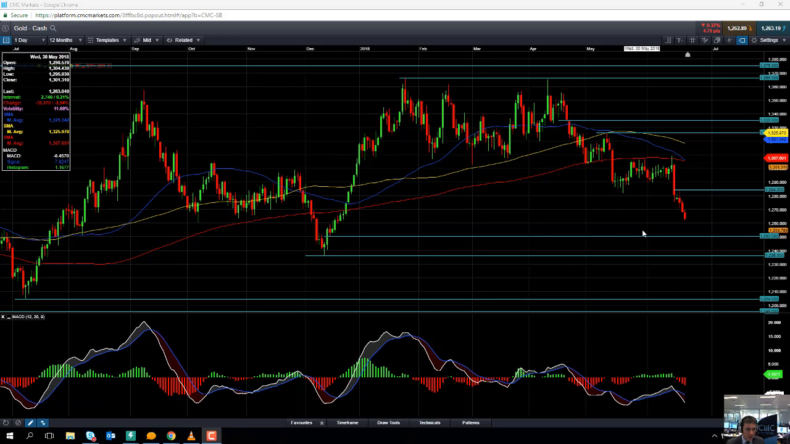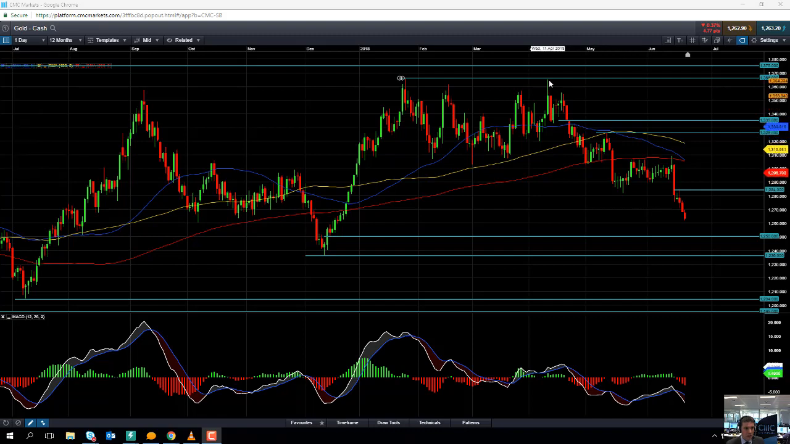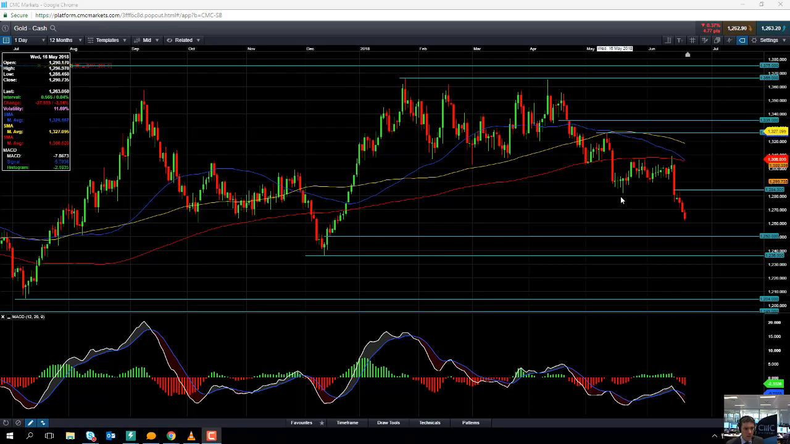So taking a look at the price action of gold since April, we can see it's been a classic example of a downward trend. We can see the first leg lower here, a lower low, a lower high, a lower low, a lower high, and then yet again another lower low. So it's a textbook example of a downward trend in the gold market.